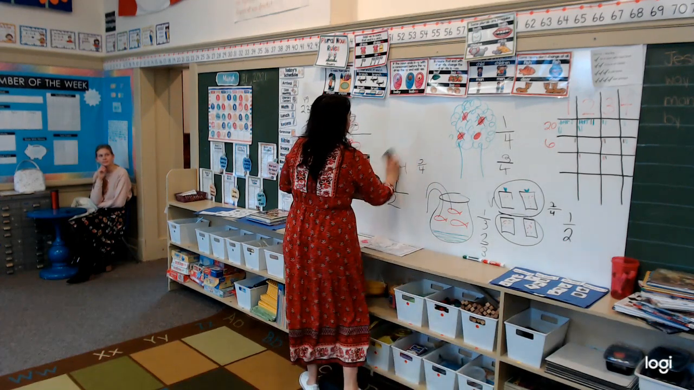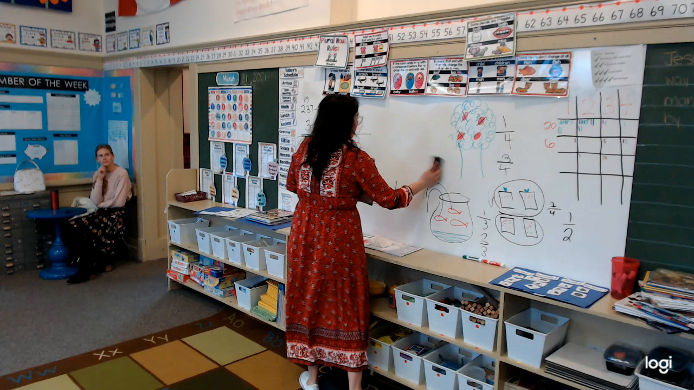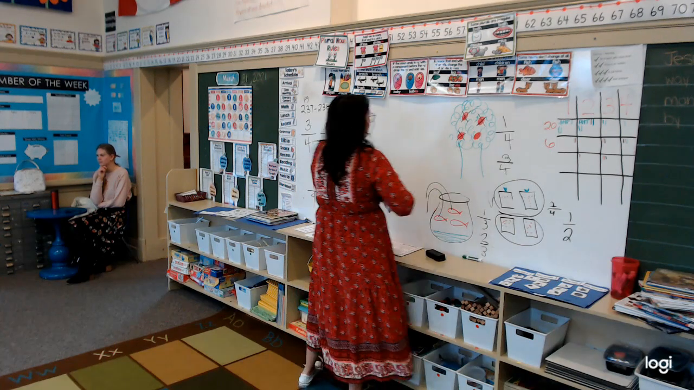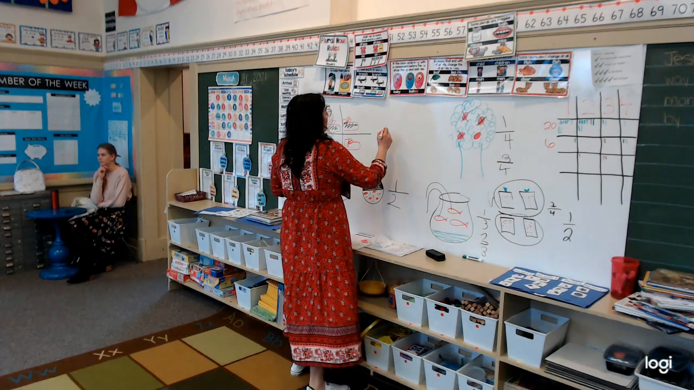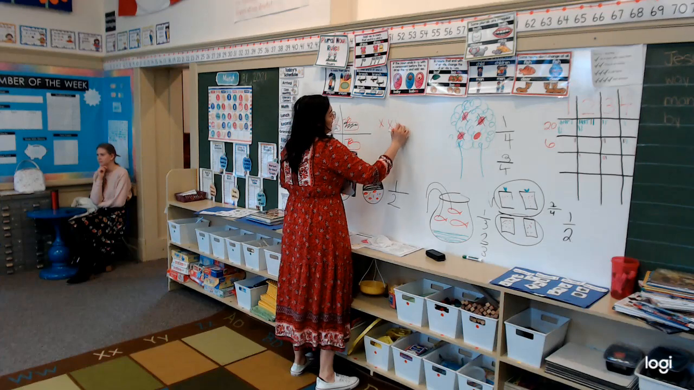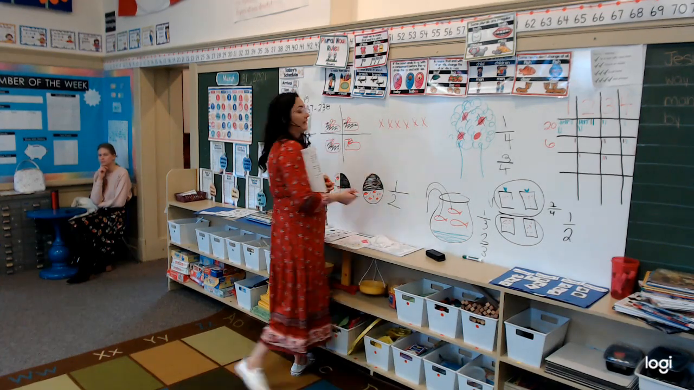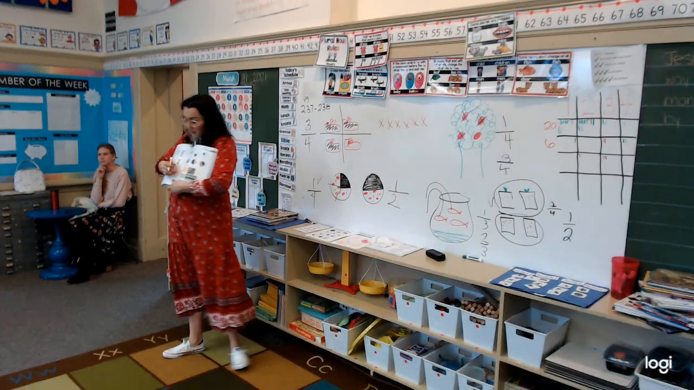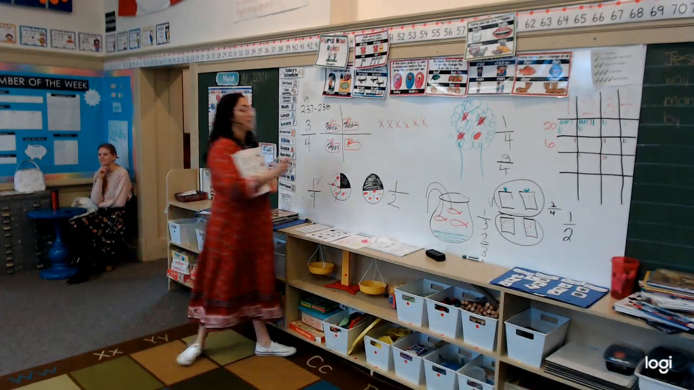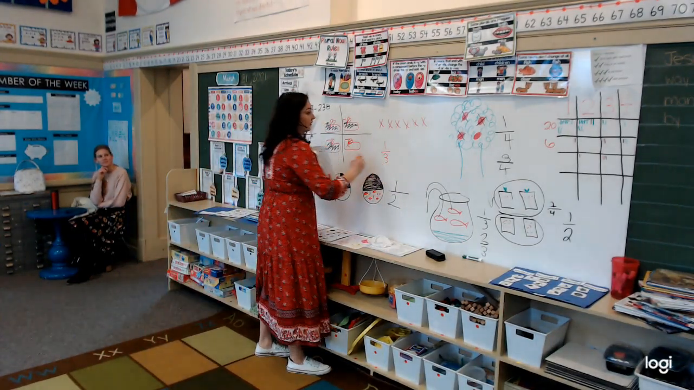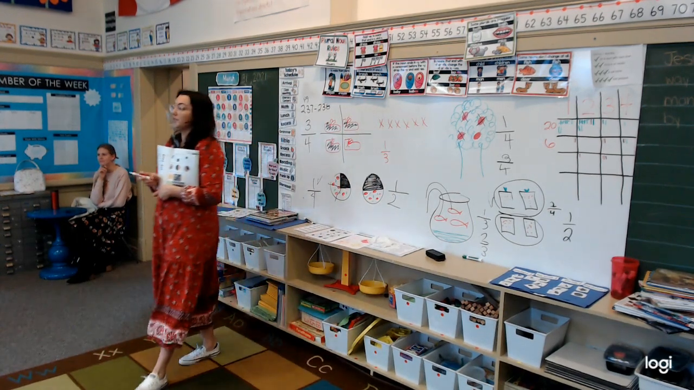So remember, just like the cherries, just like the shoes, I'm just going to do X's to represent the seals. So there are 6 seals. But the fraction is giving us 1/3. So we need to do it in thirds. So we need to split it up into 3 equal parts.